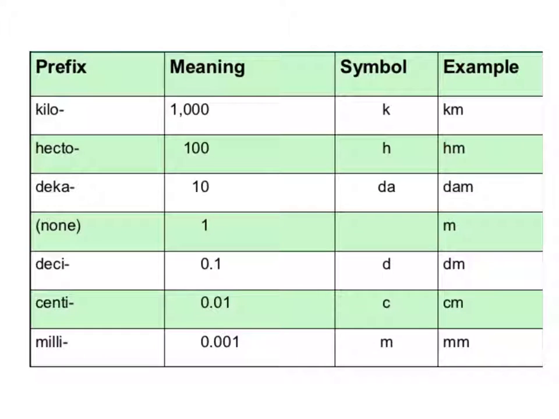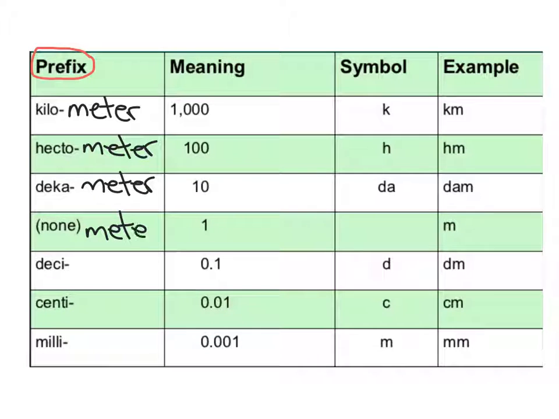When working with the metric system, you need to realize that the metric system has prefixes, and what this means is these are parts of words that come before the actual word we're working with. In this case, we're working with meters. So you could take meter and put it after kilo, and it's kilometer, or hectometer, or decameter. And then when it says none, that's where just regular meters go, 1 meter.